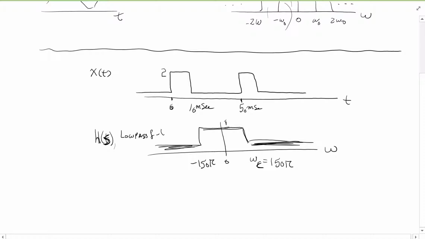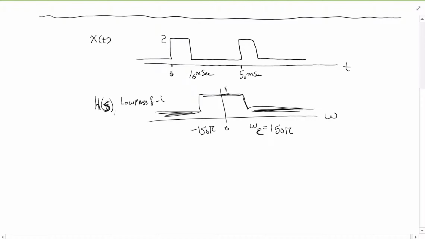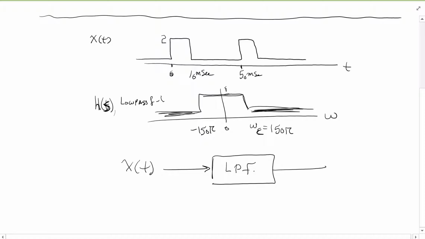And then the question is, if I were to take my x of t and run it through this low pass filter represented by the signal here, what would I get back out as y of t? So that's the main question. So let's work through this and see if we can get there.